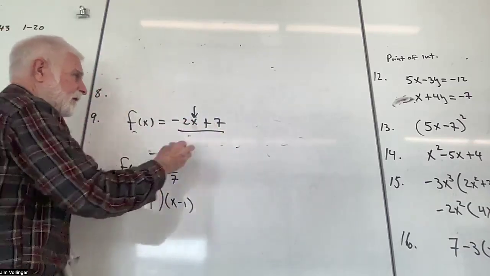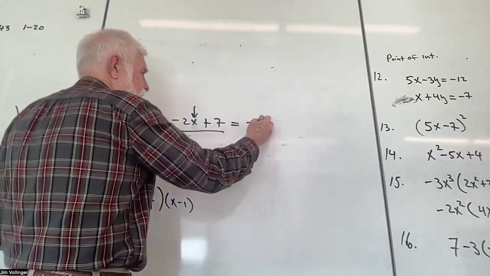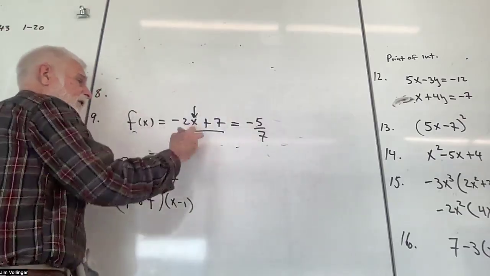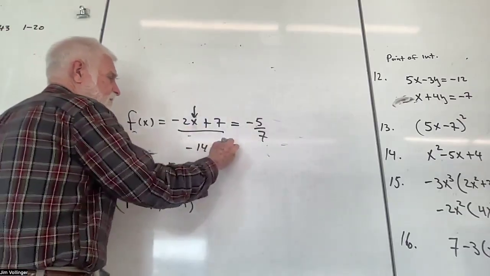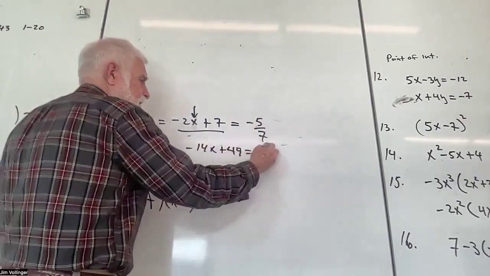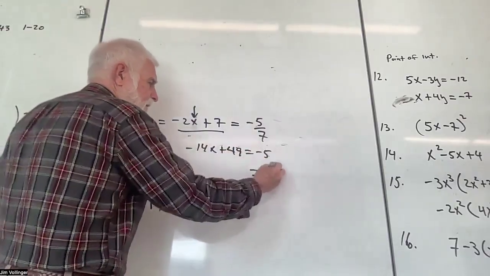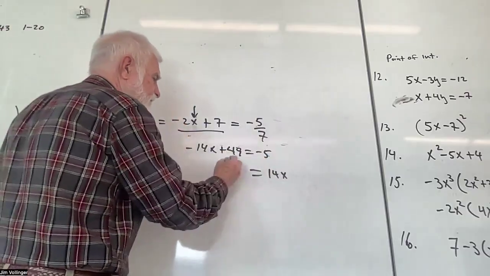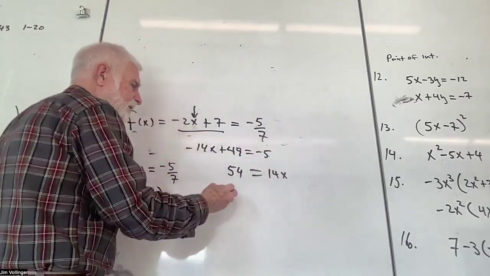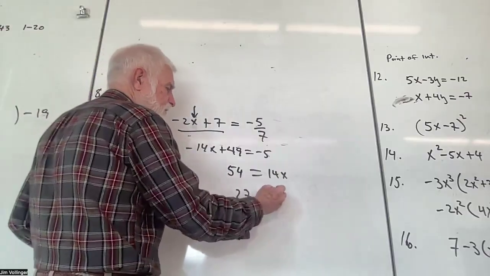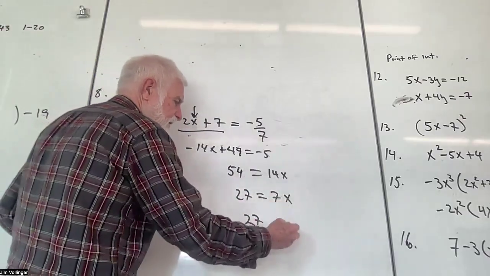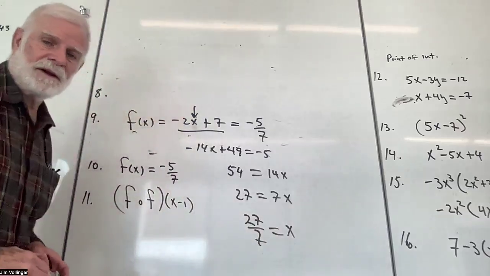And I want that calculation to equal -5/7. So I'm going to move the division to this side. Minus 14x plus 49 equals -5. I don't like dividing by a negative. So I'm going to put that there, and I'm going to add 5 to this side, which is 54. I'm going to divide by 2, which is 27 equals 7x. And therefore, 27/7 is our number if I didn't make a careless error.